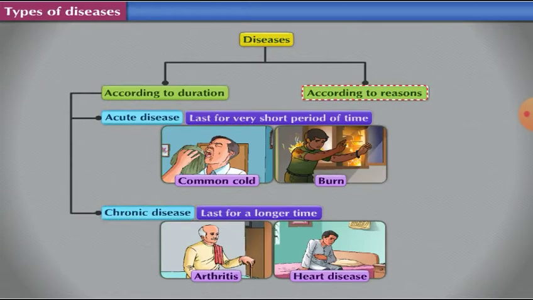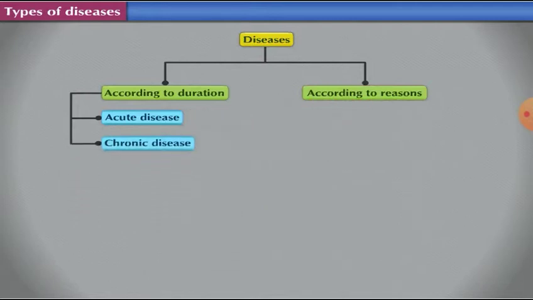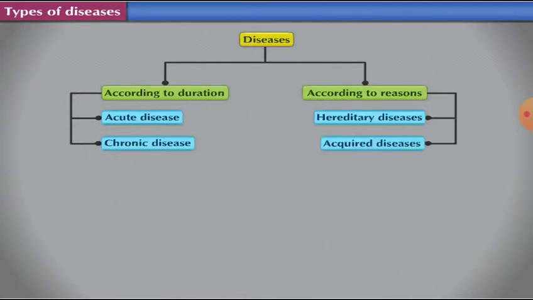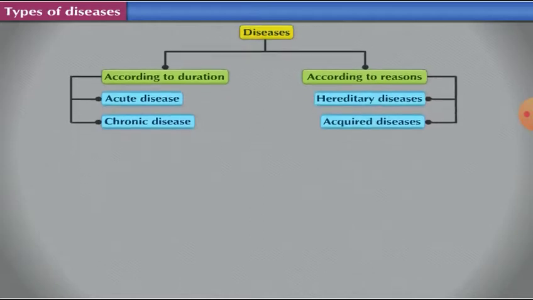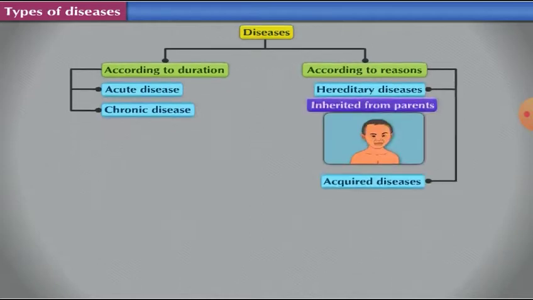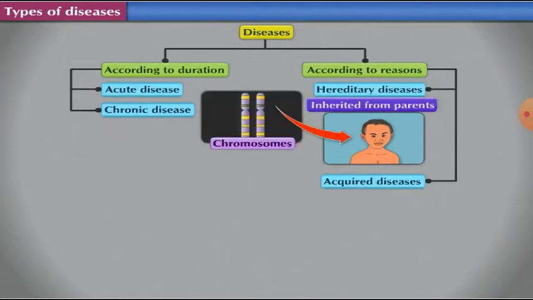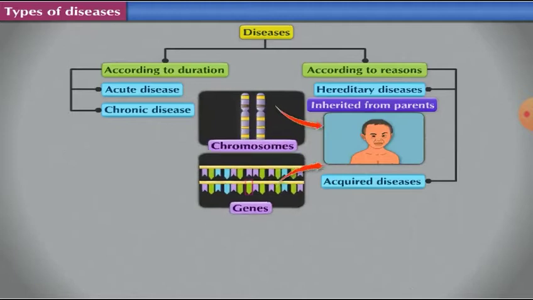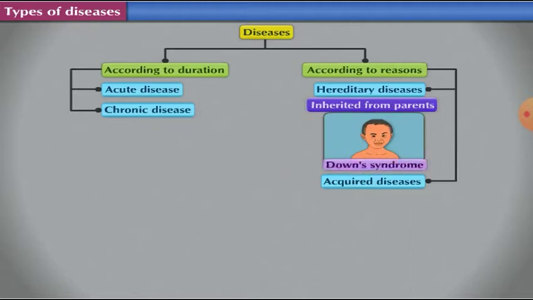According to reasons for the occurrence of disease, diseases are of two types: hereditary and acquired diseases. Hereditary diseases are diseases which are inherited. These are generally due to defects in the chromosomes and genes. Down syndrome is an example of hereditary disease.